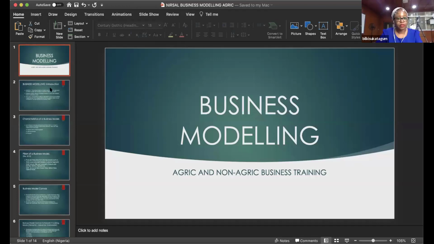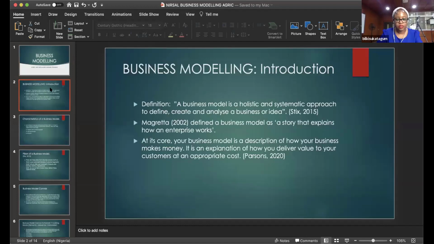On the first slide, we're going to define what a business model is. I put three different sources there, and in case you want to go back and read, I've put the references there too. The first definition is that a business model is the holistic and systematic approach to define, create, and analyze a business or an idea. That's by Stakes 2015.